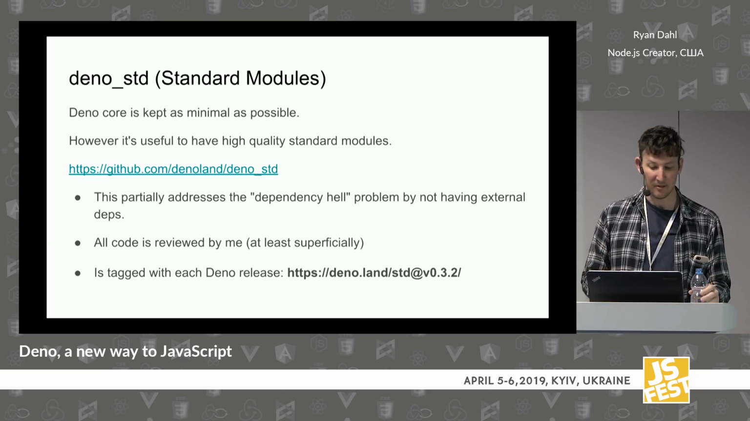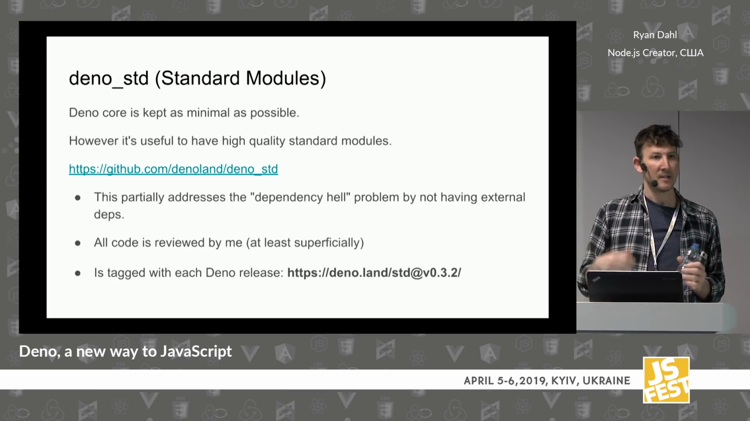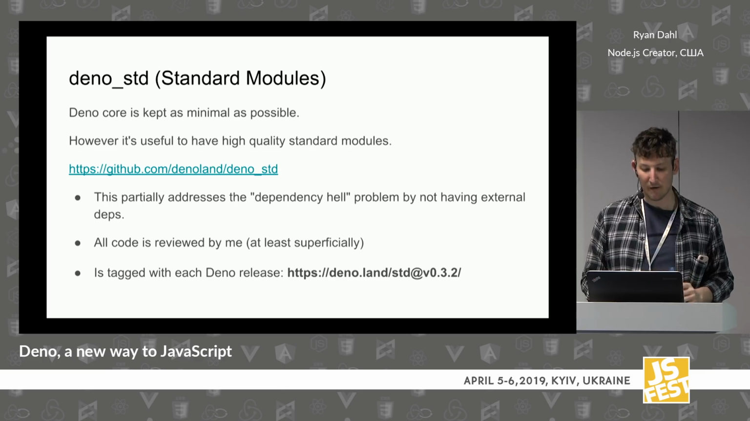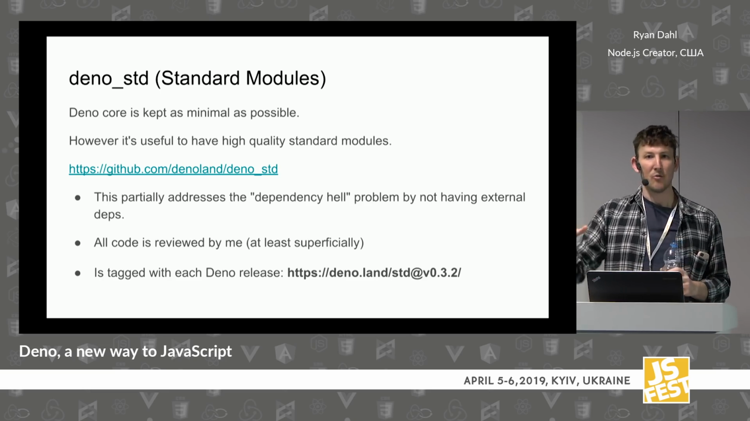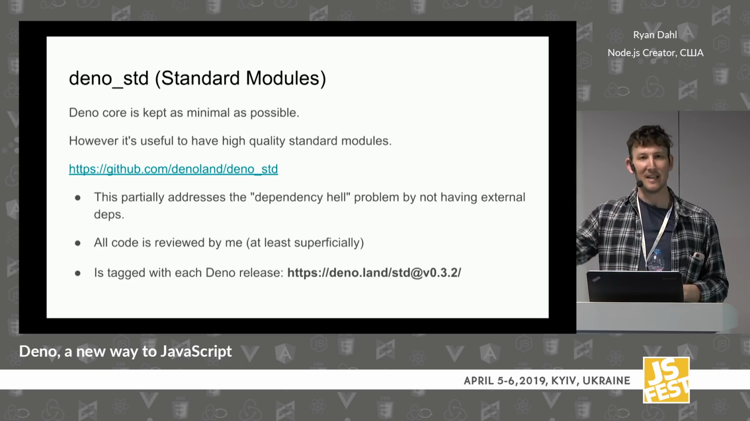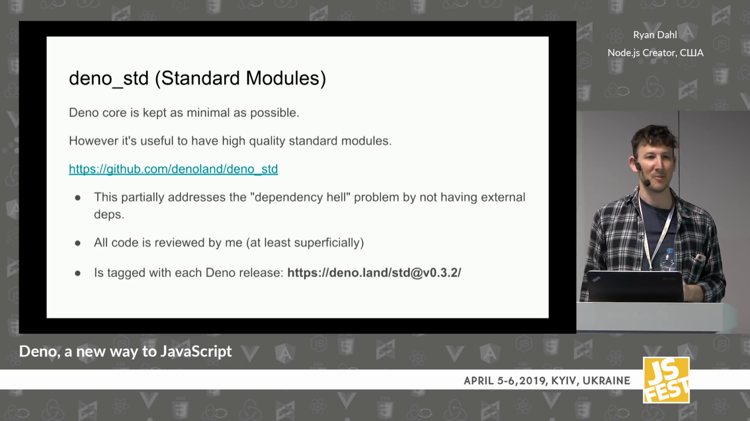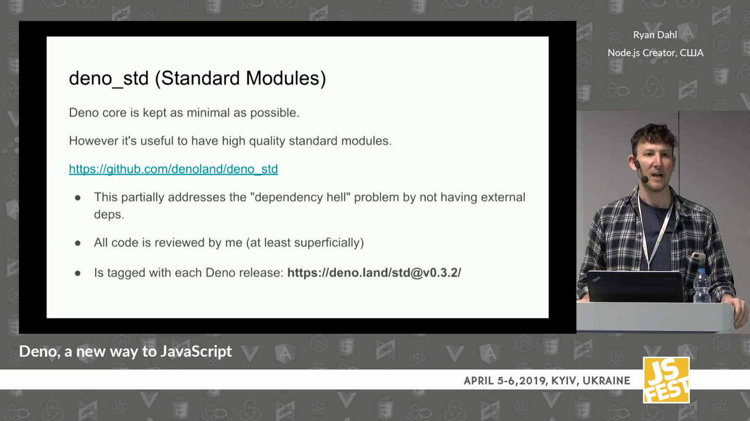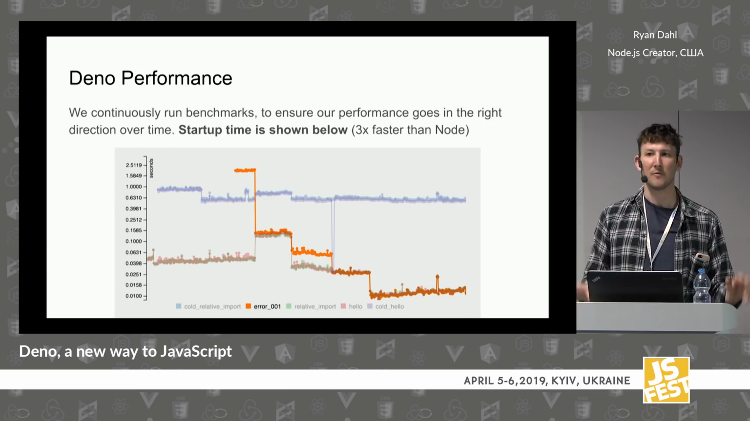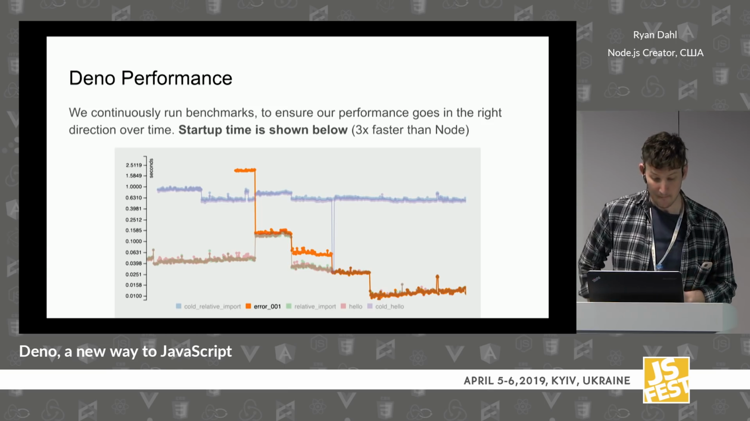So yeah, the core thing that this provides is that essentially it's reviewed by me. So you can be somewhat confident that it doesn't have some hack in it, and it doesn't have external dependencies. Once you depend on something in Deno Standard, your dependency graph terminates. So this is one thing that tries to address the dependency hell problem. The other being our use of this very simple module system, namely the URLs.